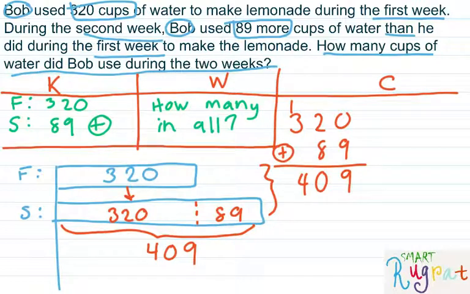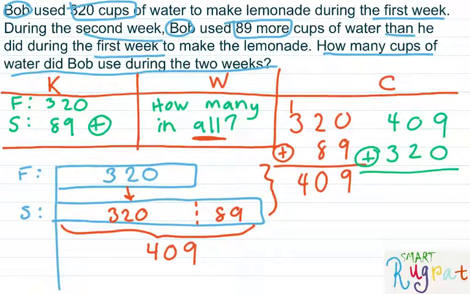Do not pick this answer. On the test, I'm sure it's going to be there. That's the first option. But they don't want to know how many they used the second week. They want to know how many they used in all. So now I have to take my answer and I have to add 320 to find out what both weeks is in all. 9 plus 0 is 9. 0 plus 2 is 2. 4 plus 3 is 7. So now this is my answer to how many cups he used in both weeks.